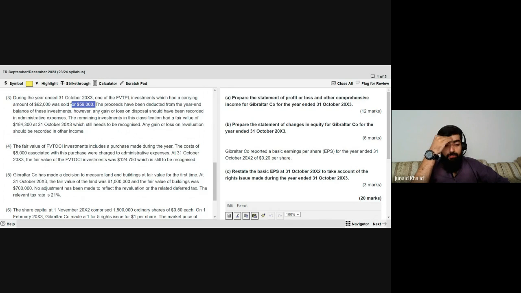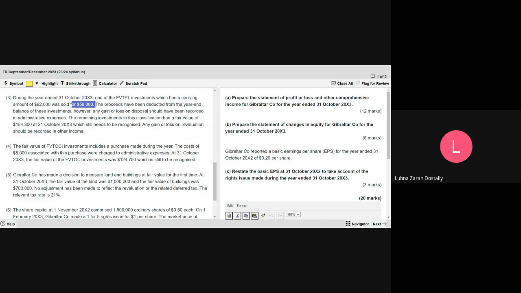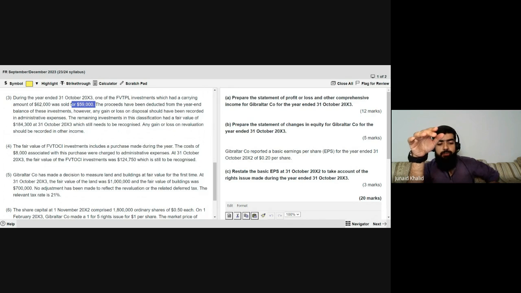Which means that the $8,000 was related to the initial direct cost, the transaction cost, and this should have been capitalized. But what the examiner did, the cost associated with the purchase was charged to admin expenses, which means the amount of admin expenses is not correct. At 31st October 2003, the fair value through OCI investment was 1,24,750, which is still to be recognized.